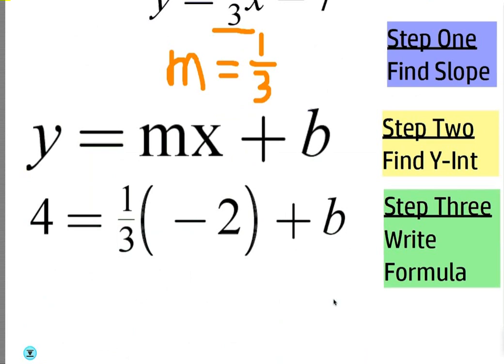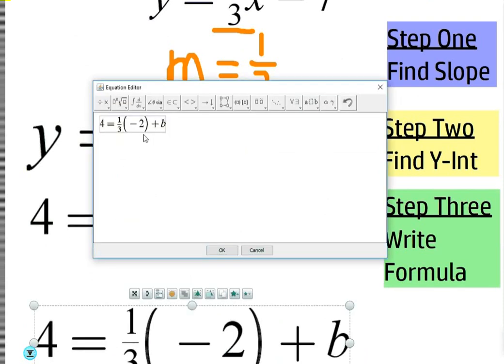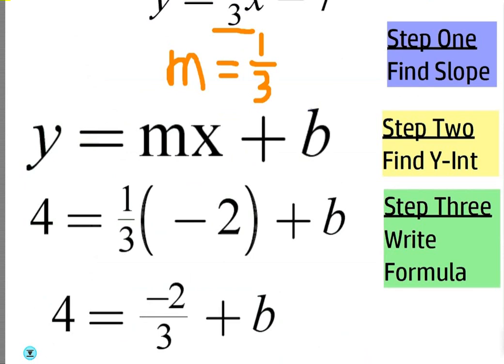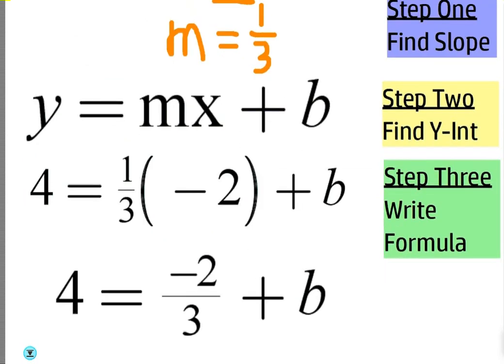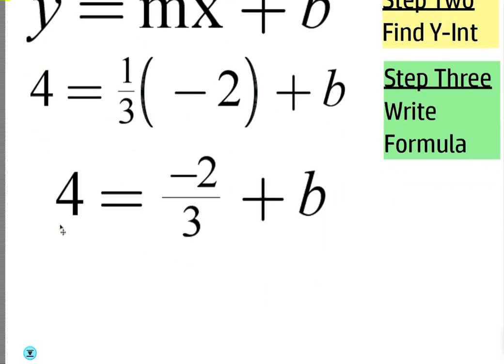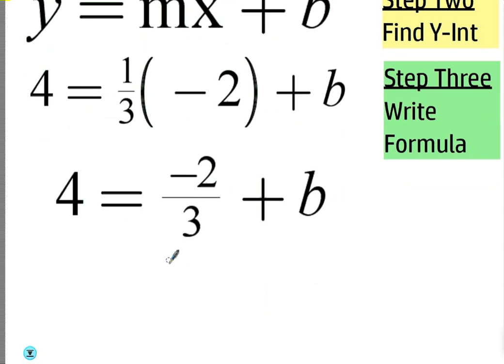Somebody raise their hand and tell me what is 1/3 times negative 2. Yes, 1/3 times negative 2 is negative 2/3. So you're going to have 4 equals negative 2/3 plus b. It doesn't matter where you put the negative, I just put it on top. How do you solve for this? Well, you still have to move this to the left, so we're just going to add 2/3 to both sides.